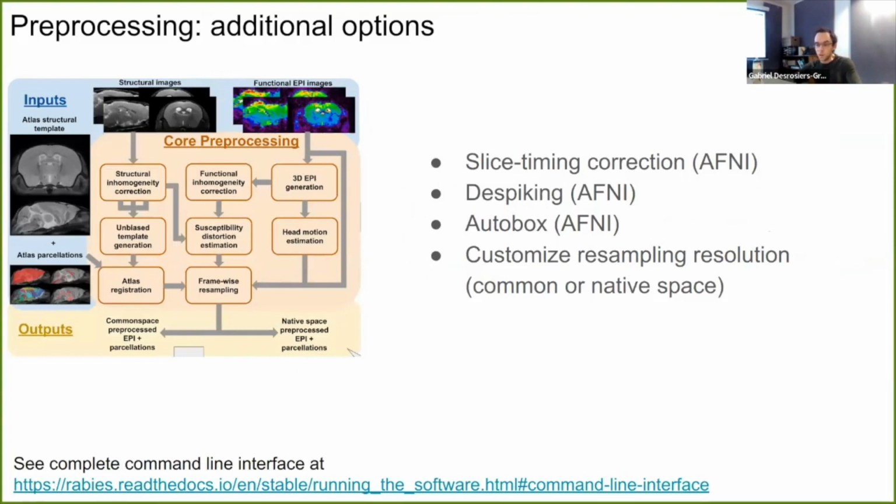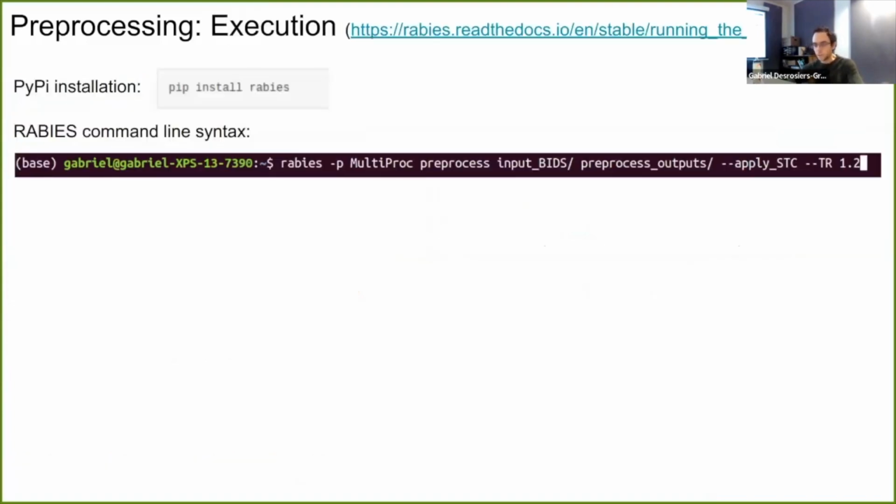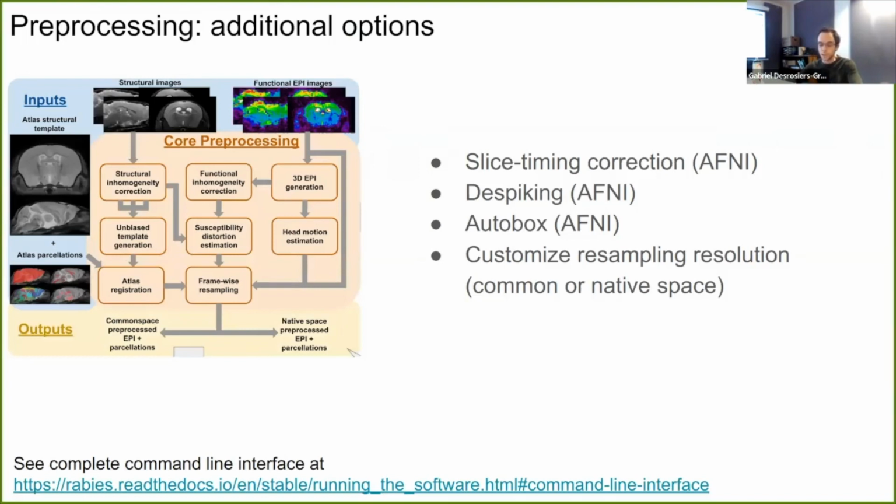A few additional notes: there are other options available outside of this core pre-processing, mostly adaptations from the AFNI software, doing slice timing correction, despiking, or autobox cropping of the image. And another option you might be interested in is customizing the resampling resolution for your pre-processed scans, where you can decide to resample to a finer resolution, maybe if you're doing common space, to reduce how much data you've lost by the resampling interpolation. And that covers the overall pre-processing steps.